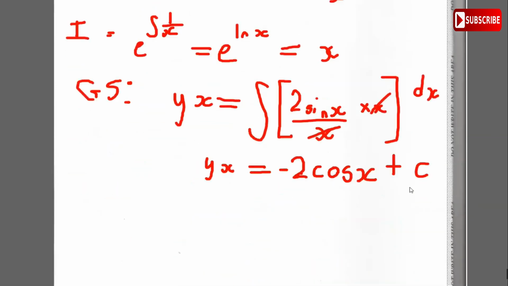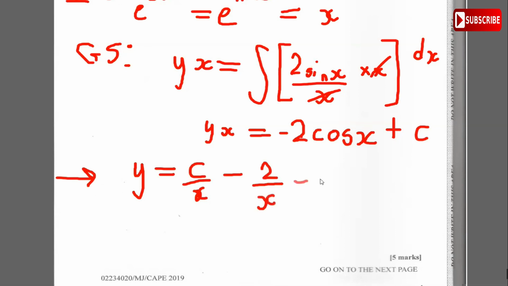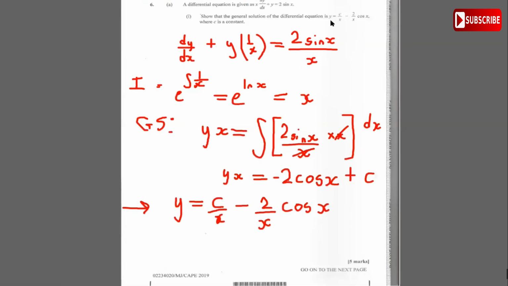Then all you need to do is divide through by x. So dividing through by x, we get y is equal to, let's start with the c part first, c over x minus, dividing this part by x, minus 2 over x times cos x. Nice and easy, soft. There it is. That takes care of this part.